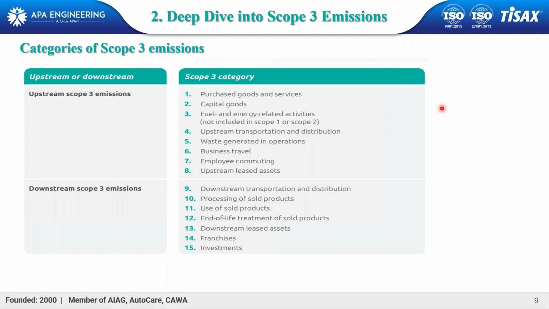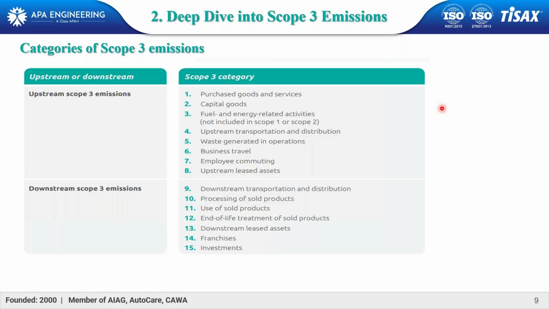And fuel and energy related activities. These are not included in the scope 1 or scope 2. These are the emissions from extracting, producing and transporting the fuels that we purchase and use in our production activities. And upstream transportation and distribution. These are the emissions from transporting goods that we purchase, especially through third-party logistics. The shipping of raw materials to our facilities are some of the examples for this category.